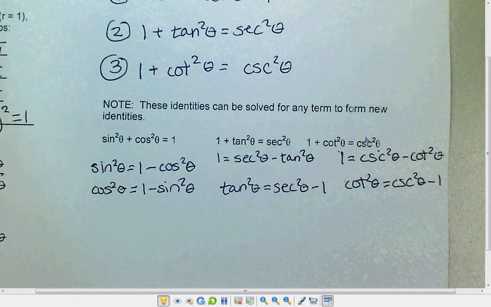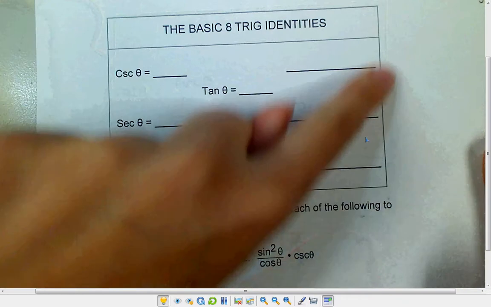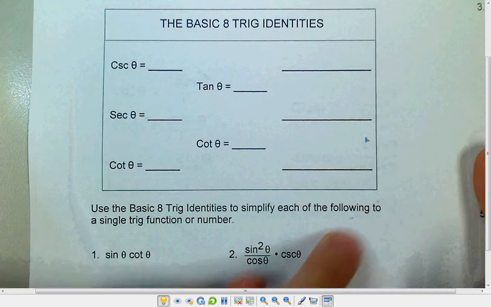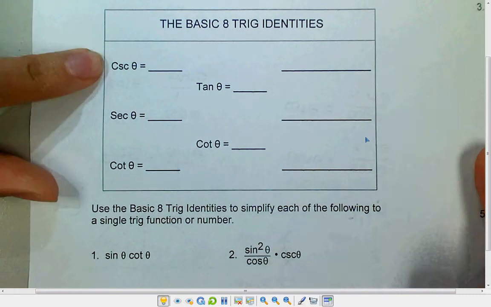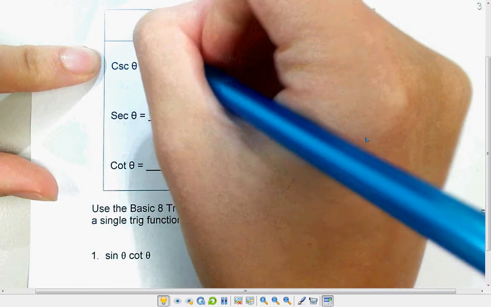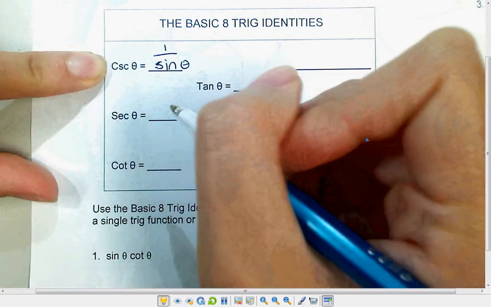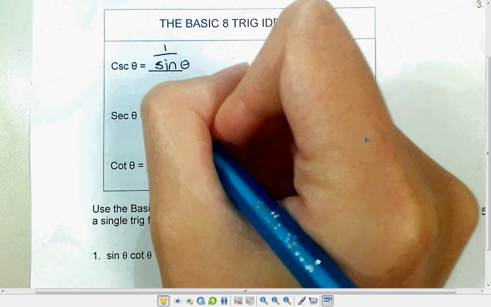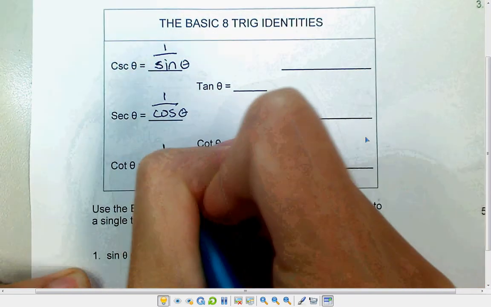Okay, so now we're going to see what we are going to do with these identities. So flip the page. First I'm going to summarize in a chart all of the 8 identities that you need to know. So our first ones are our reciprocal identities. So we know cosecant is the reciprocal of sine. Secant is the reciprocal of cosine. And cotangent is the reciprocal of tangent.